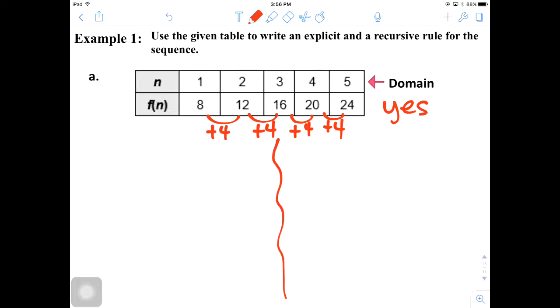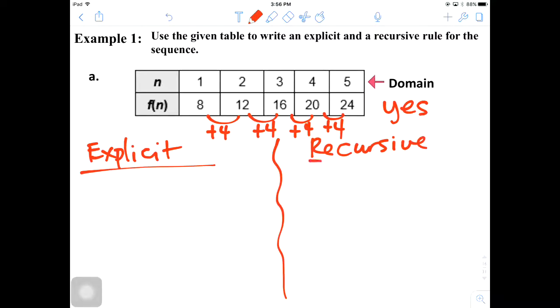Remember, there are 2 rules, and the first one is explicit, and the second one is recursive. So we're going to start with the explicit rule. We already know the common difference. It's going to be 12, the second term, minus 8, and that is 4. And that's the number you are adding to get to the next term, and that's been shown in this table right here. So that's the common difference.